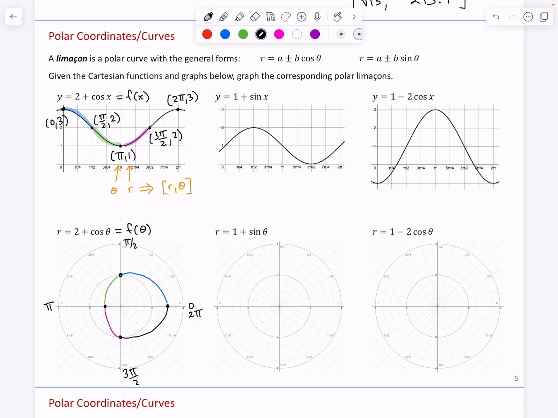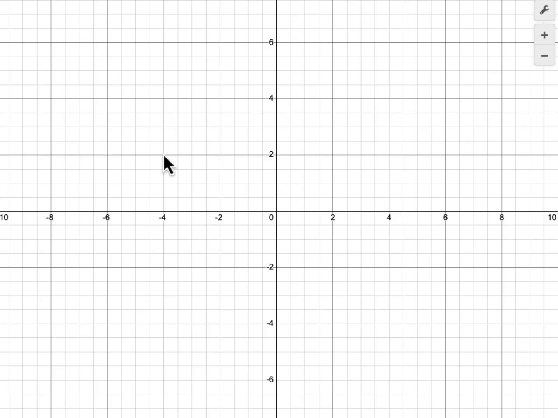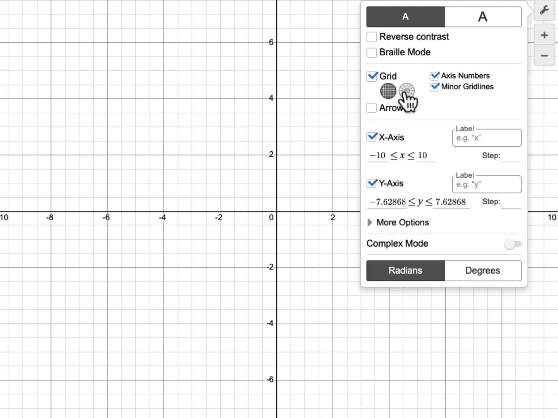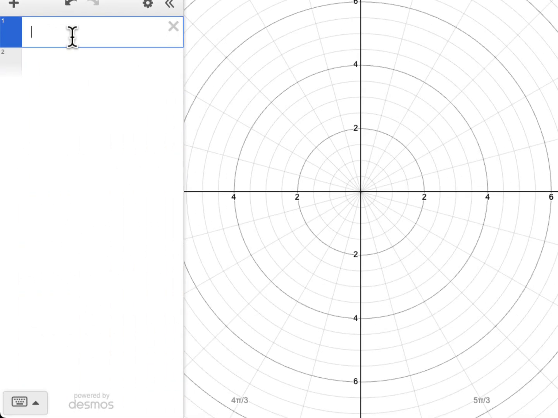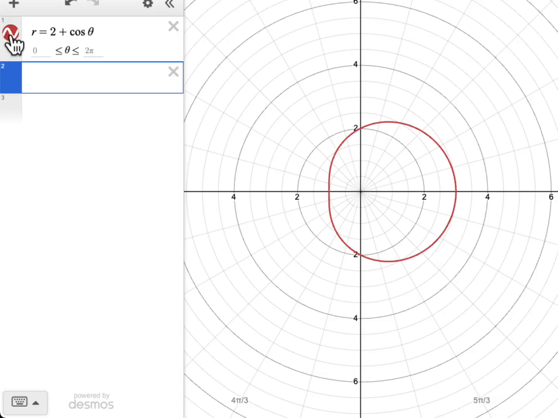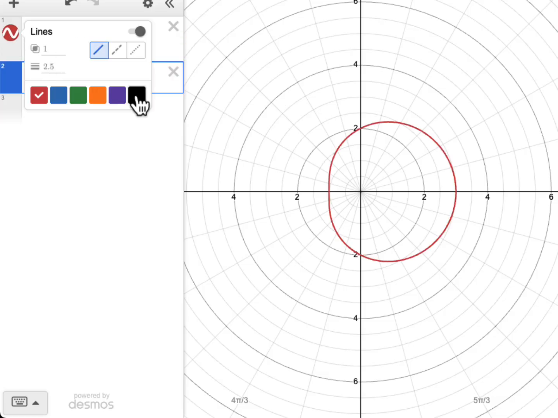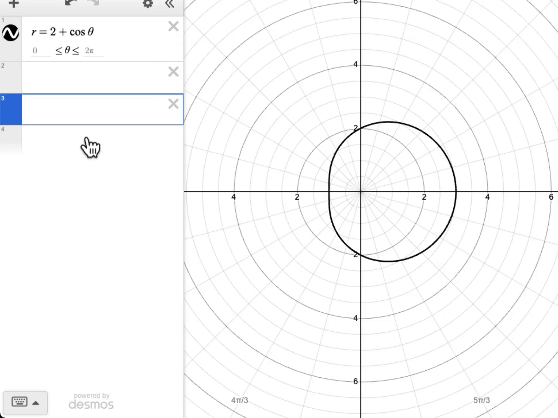Now let's take a moment and show you how to do this with Desmos. Open up Desmos, click on the wrench, click on the polar curve, and make sure that you are in radian mode. And type in the polar function using r's and thetas. R equals 2 plus cosine, and then for theta, just type it in. I'll change its color to black, and the technology gives us a more accurate graph.